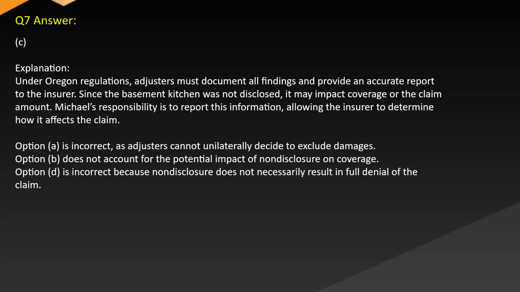Option A is incorrect, as adjusters cannot unilaterally decide to exclude damages. Option B does not account for the potential impact of non-disclosure on coverage. Option D is incorrect because non-disclosure does not necessarily result in full denial of the claim.